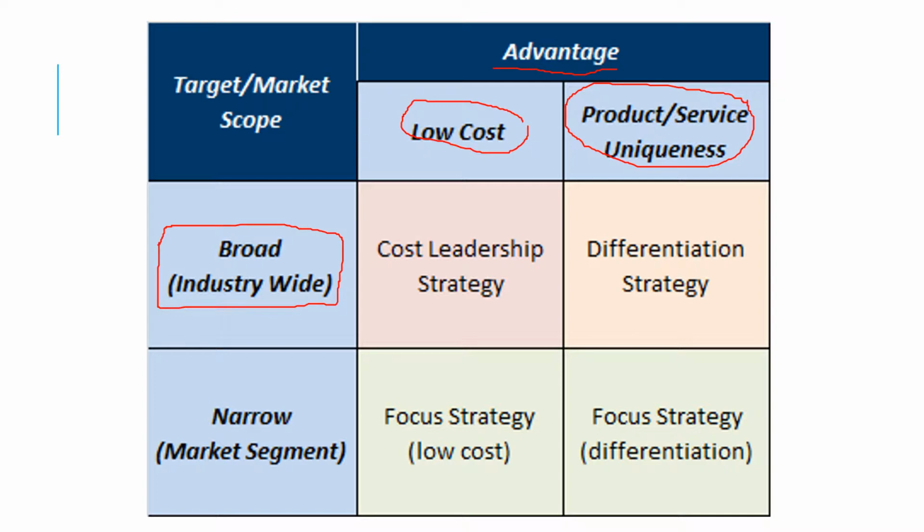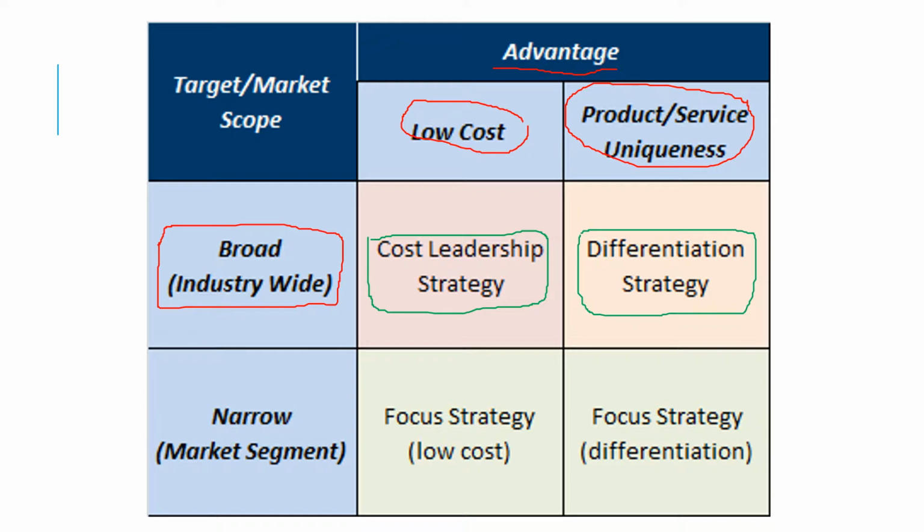And if we try and become the lowest cost operator across the whole industry, we call that a cost leadership strategy. If we try and make our products apply to the whole industry, we try and target a mass market, but we try and make our products unique, then we call that a differentiation strategy.